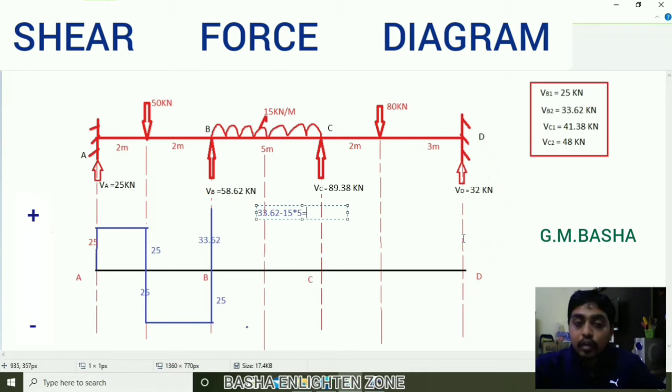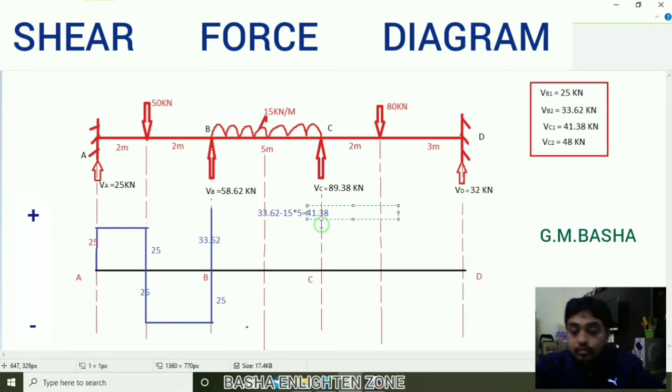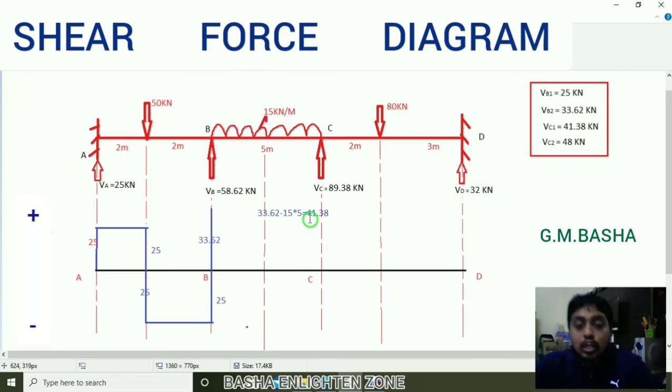First of all, simplify it in your calculator. Don't take it directly. So you will get this 41.38, and this will be a minus value, that is, negative. Minus means you take it in the downward direction. Upward positive, downward negative. So somewhere this will be 0, upward 25, downward 25, minus 25.